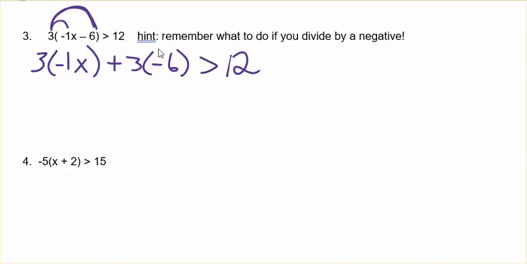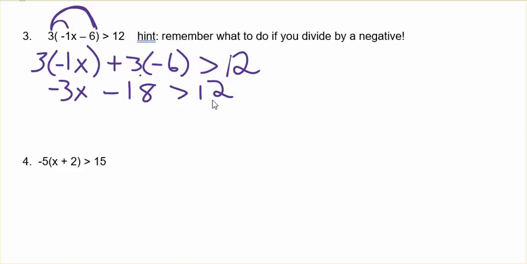Then we simplify that. 3 times -1x would be -3x, and 3 times -6 would be -18, so I'm going to write -18 there to simplify this, and that's greater than 12. Now there are no like terms on this one, because on the left side we have an x term and a constant term with no x, so we can't combine those. And on the right side we just have 12.